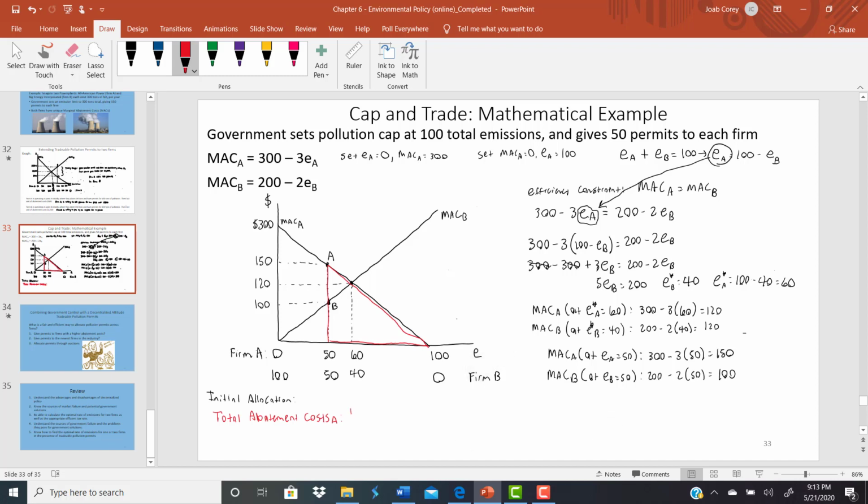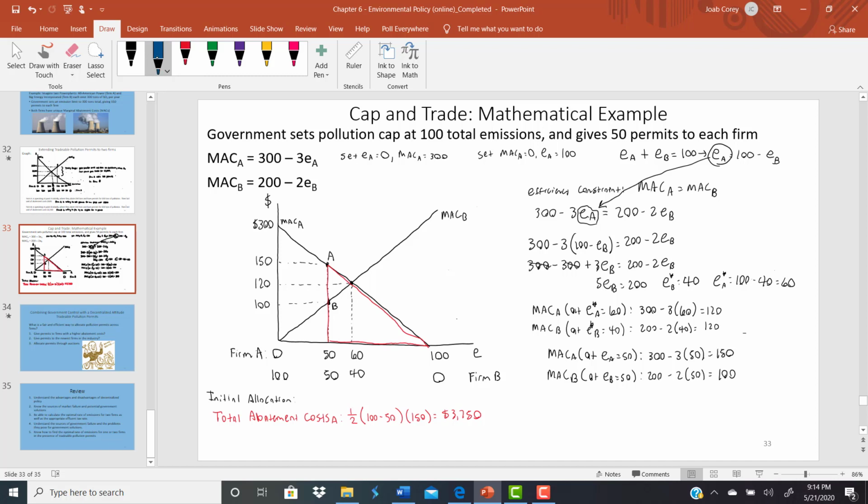So remember how to calculate the area of a triangle. It's 1/2 base times height. So that'd be 1/2 times 100 minus 50, times the height of that triangle, which is 150. All right, so if we calculate that out, that should be 3,750. So that's the total abatement cost for firm A when they're given 50 permits by the government, and then they have to get rid of 50 permits as a result of this rule.